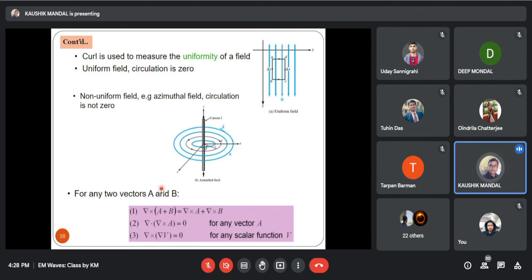Now just some vector equations are presented. Are you familiar with these equations?